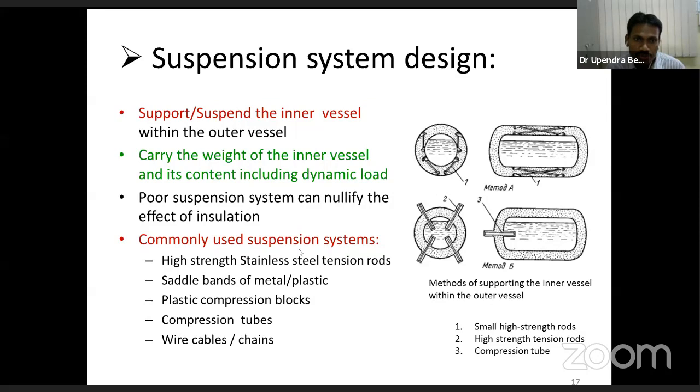And the commonly used suspension systems are high strength stainless steel tension rods, as shown here, and small high strength rods, then saddle bands of metals or plastics, then plastic compression blocks can also be used, also compression tubes as shown in this figure. It is like high strength tension rods and compressible tubes as shown in figure 3, and sometimes they also use wire cables or chains to suspend the inner vessel in the outer vessel. Okay, this is the suspension system for a cryogenic system, and all these suspension systems should have low thermal conductivity, and because of that, the materials we choose should have less surface area as well as less thermal conductivity. So that way we have to design all this suspension system.